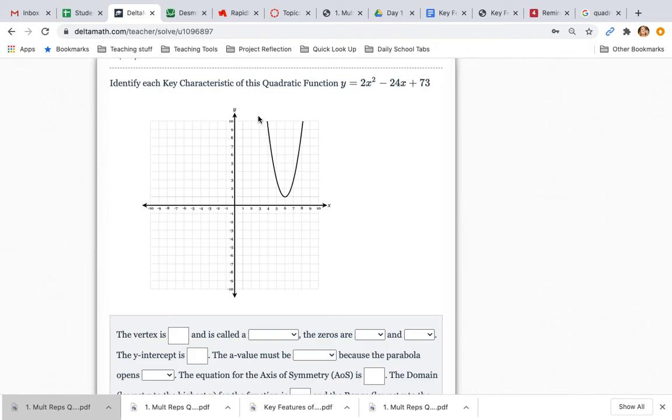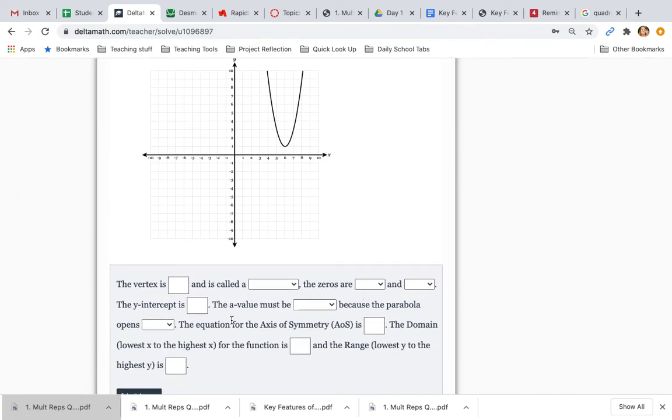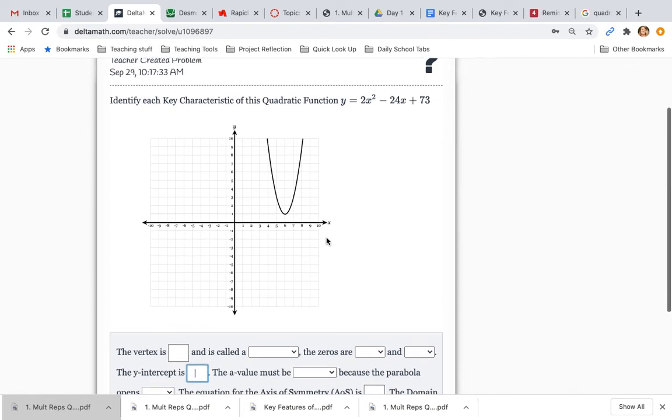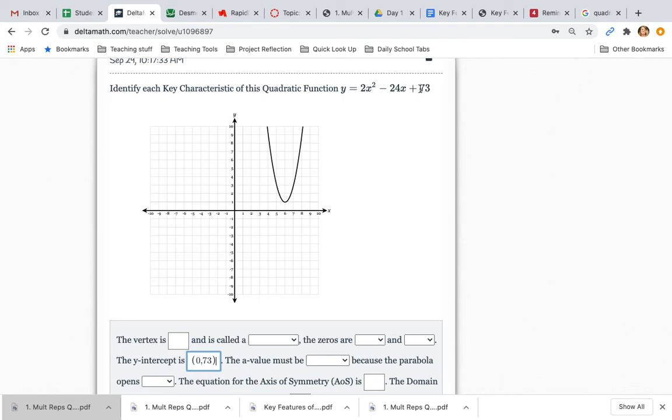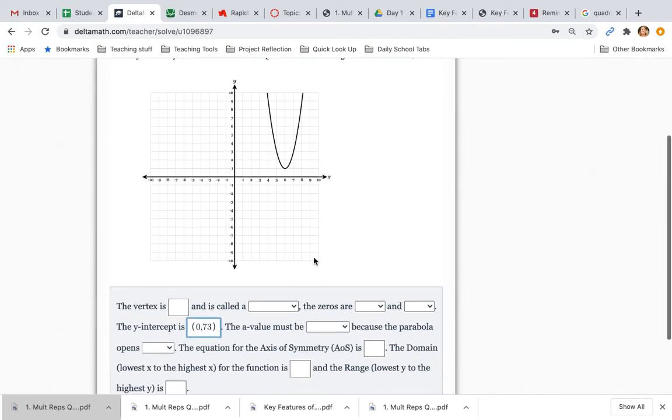Oh my goodness, this one's different in that it does not hit the x-axis. We still have a vertex right here. The y-intercept, we don't see it cross, but remember, this thing is going up and left forever. So eventually, it's going to cross the y-axis. But when I have to identify the y-intercept right here, all I have to do is look to my constant term, because remember, in standard form, the constant term is always the y-intercept. So I would put 0, 73, and it comes from this equation. So you don't always have to see the graph to identify that.